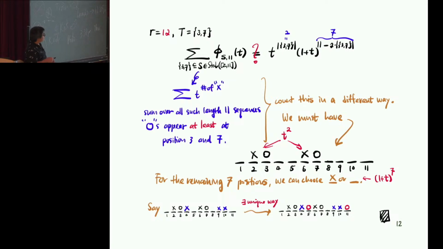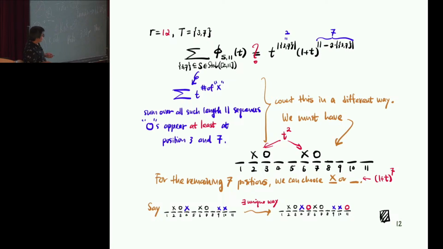But according to what we mentioned, what does this sum count? This is actually counting the sum over all the sequences of length 11 where the circle appears at least at positions 3 and 7. This is counting on the left-hand side. But we can also compute this in another way.